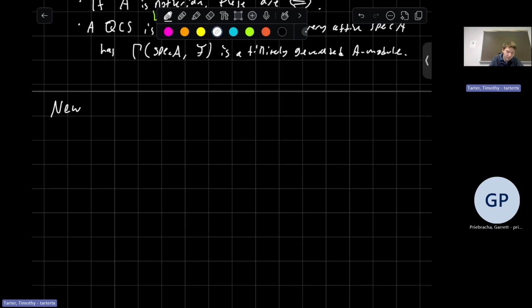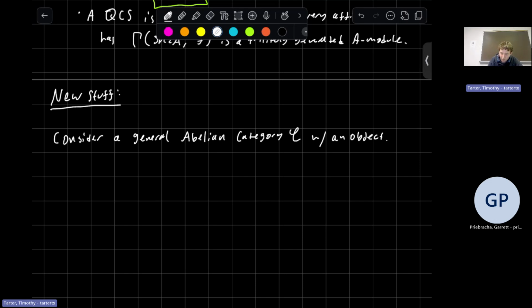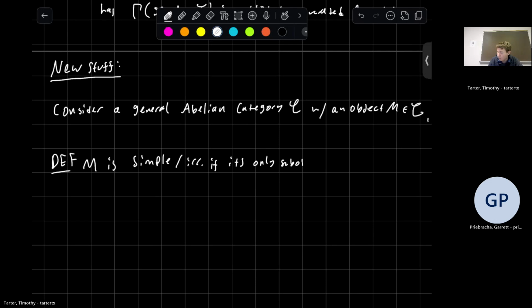So let me call this new stuff. Okay, so consider a general abelian category C with an object M. Well, then we say that M is simple or irreducible if its only sub-objects are 0 and itself.